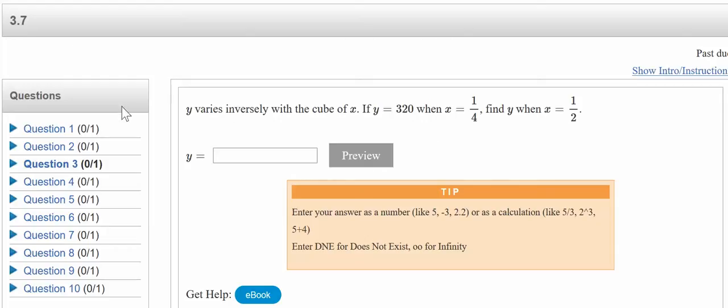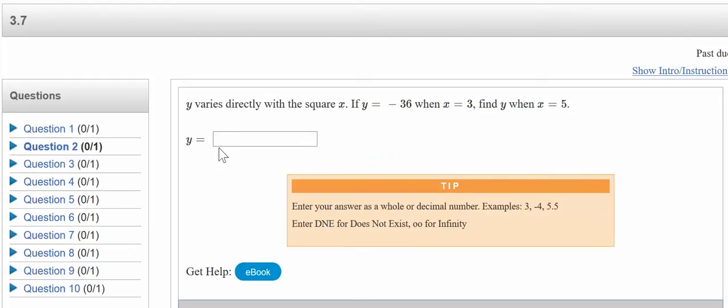All right, we had some questions about 3.7. In 3.7, there's actually two questions, question number 2 and question number 3. So let's start off with question number 2 first. Then we'll get to question number 3 here.